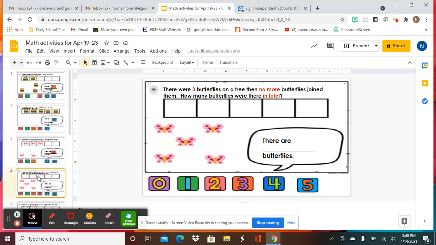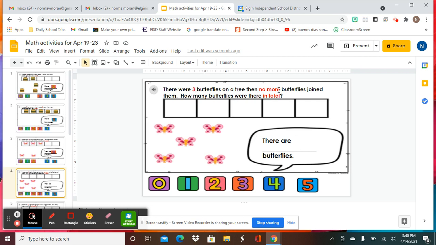Another word problem. So here's our word problem, and we're going to listen closely to figure out how many butterflies we're moving, okay? There were 3 butterflies on a tree. Then no more butterflies joined them. How many butterflies were there in total? Okay, so we have the 3 in red because that's the number we're going to use.